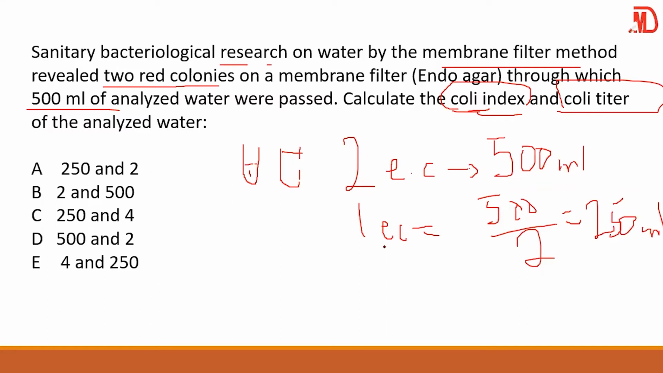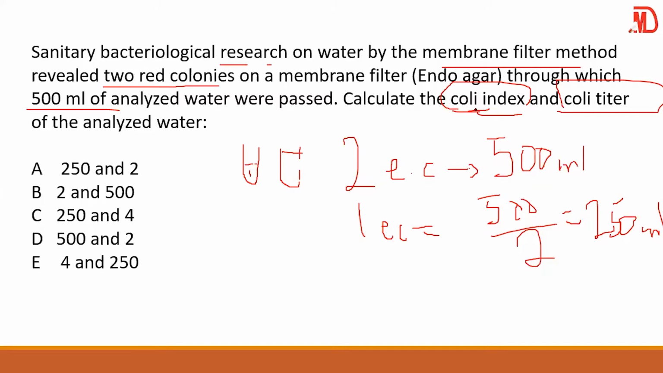So for every 1 E. coli, we have the smallest volume. So 1 E. coli is present in 250 mils of water. So this is the coli titer. Now again, let's look for the coli index. The coli index.